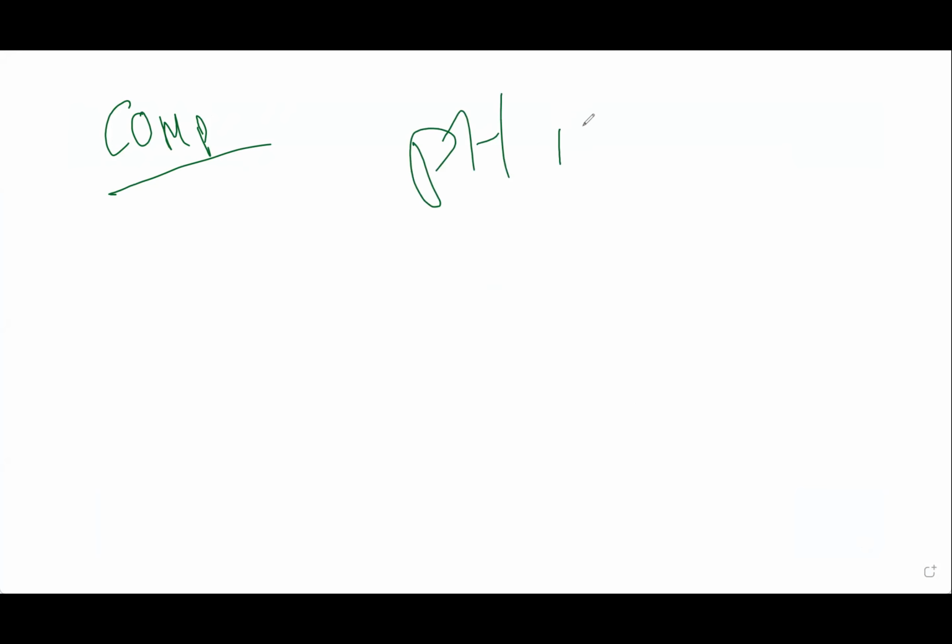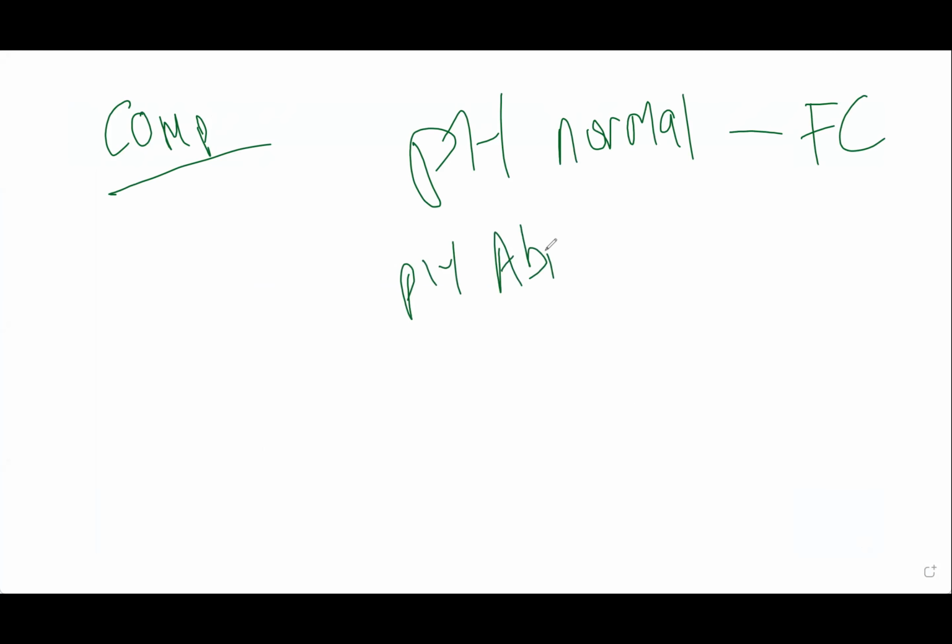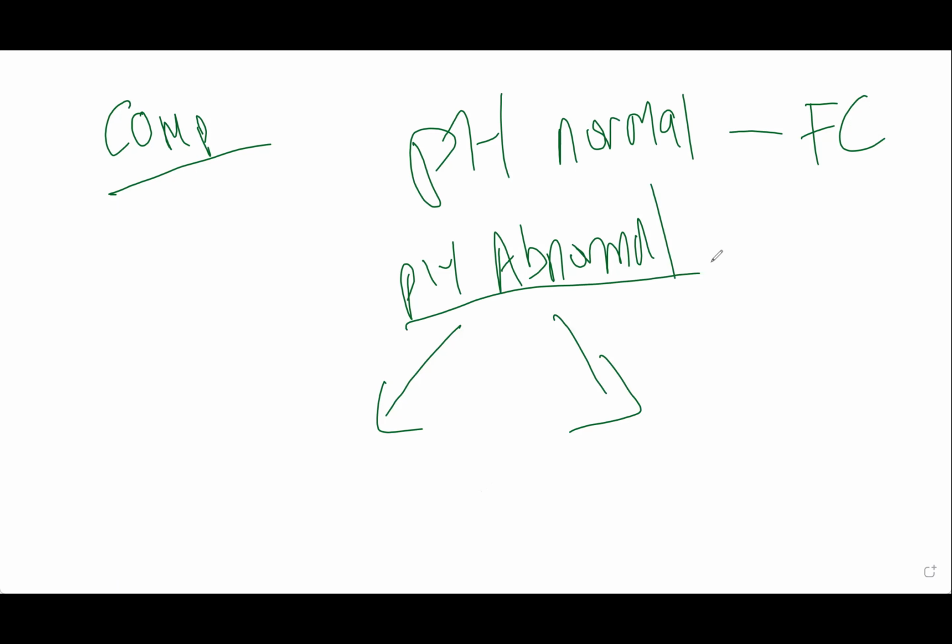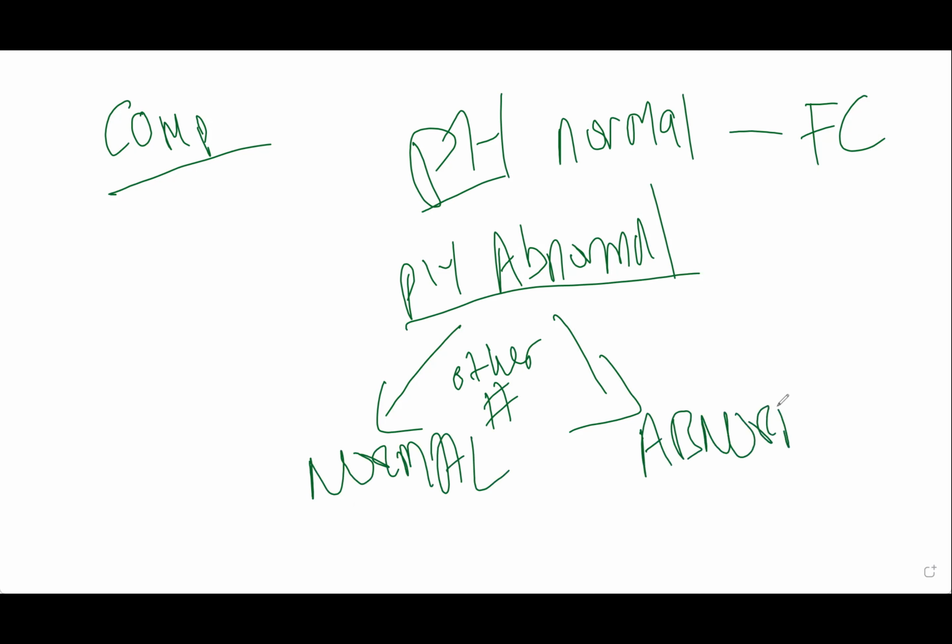If the pH is normal, then it's fully compensated, right? If the pH is abnormal, it's one or the other, so you have to look at the other value. You determine what caused the problem: is it metabolic or respiratory acidosis or alkalosis? So you look at the other number. Okay, so the other number, is it normal, or is it abnormal, outside the range?